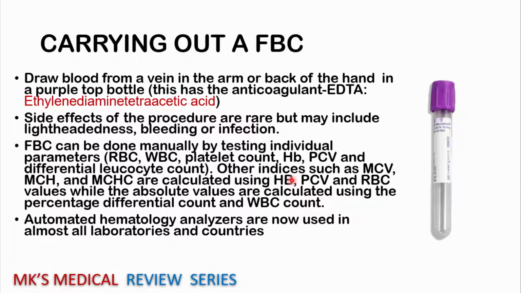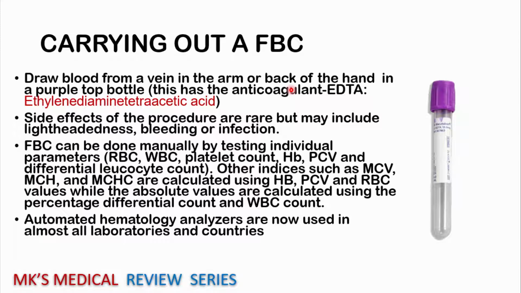Then how exactly do we carry out a full blood count, an FBC? So we're usually going to be drawing blood from a vein in the arm or the back of the hand, and we're going to be placing this in a purple bottle. And this purple bottle has an anticoagulant, which is ethylene diamine tetraacetic acid, or EDTA for short. Some common side effects, though very rare, of a venipuncture and drawing blood may include things like lightheadedness, bleeding, and infections, especially if it is recurrent and you are removing large amounts of blood.